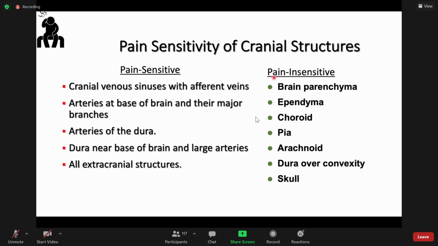What are the pain insensitive structures? The brain parenchyma is pain insensitive because we can even do surgery on the brain of a person who's awake without feeling it. The ependyma lining of the ventricles and the choroid inside the ventricles are not pain sensitive. The pia mater, which is the soft meninges on the surface of the brain, is not pain sensitive. The arachnoid is not sensitive either. The dura over the convexities is not sensitive, and the skull itself, except for the periosteum, is not pain sensitive.